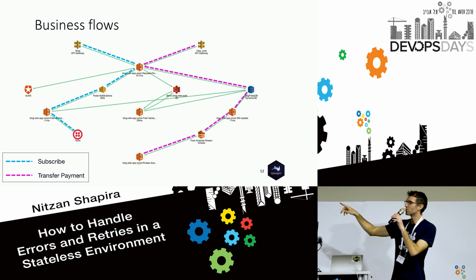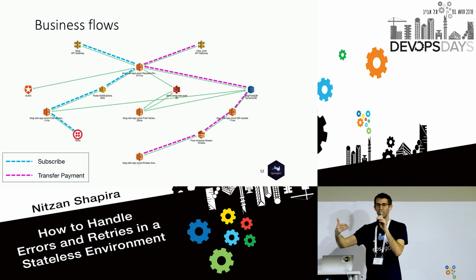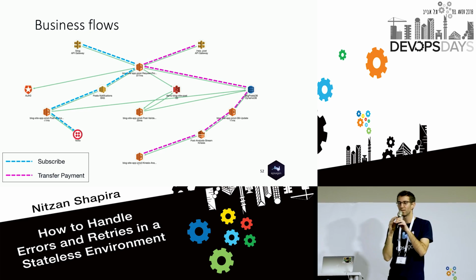But to connect these things together through the SNS, through the DynamoDB trigger and Kinesis trigger is the challenge that we are tackling, because these things cannot be understood just from logs, basically.